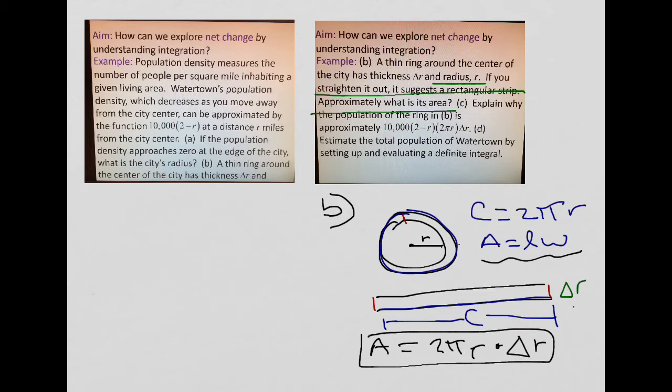Don't leave it as L, or W, or C. Write it in terms of what we're using in the problem. Since we're using R for its radius, we should use this expression instead. And W is delta R. So hopefully you understand that, so we can move on to part C. Let me know if you have any questions.